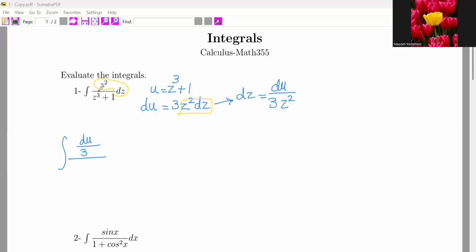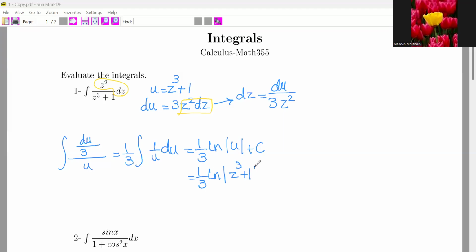3 all over z cubed plus 1 is u, and you can bring out the coefficient here. You're left with 1 over u du here, and we know based on the table that the integral of 1 over u du, kind of same as 1 over x dx, will be 1 over 3 ln of absolute value of u plus c, and since u is z cubed plus 1, we can rewrite it as 1 over 3 ln of absolute value z cubed plus 1 plus c. If you wanted to do this, that would be the same.